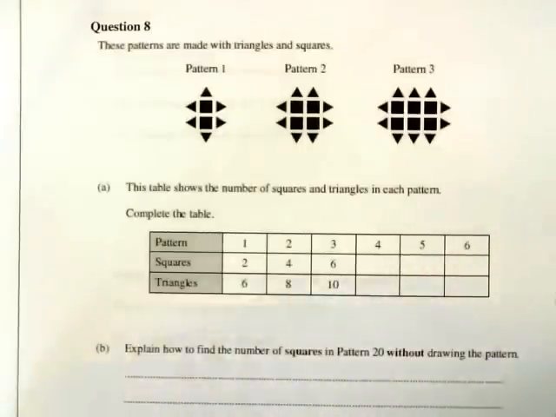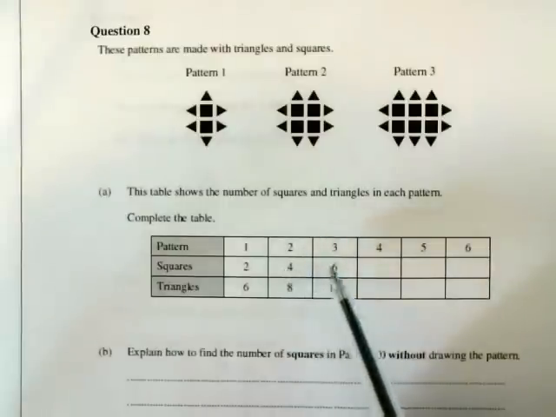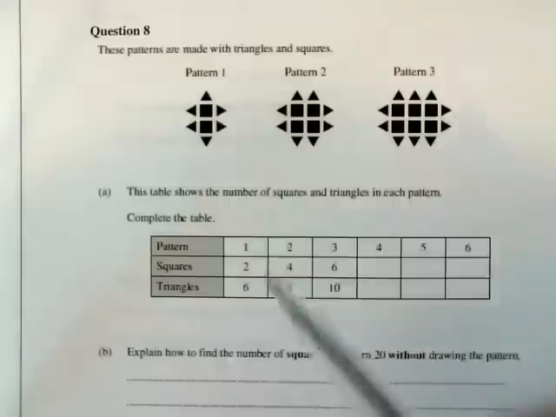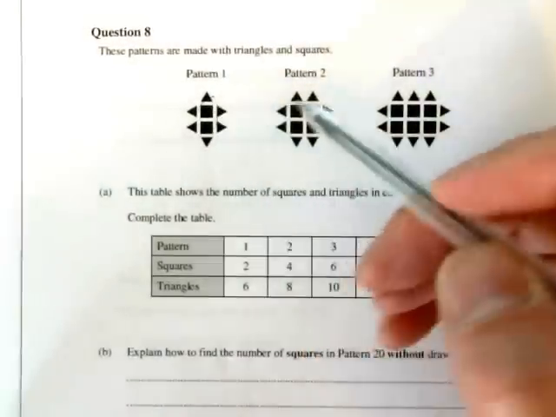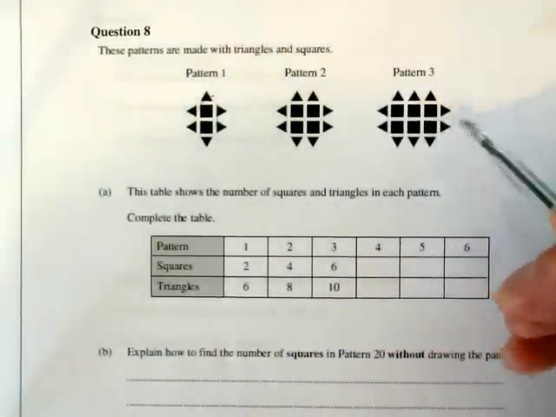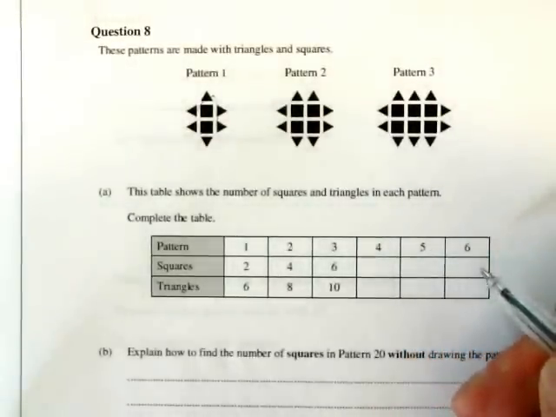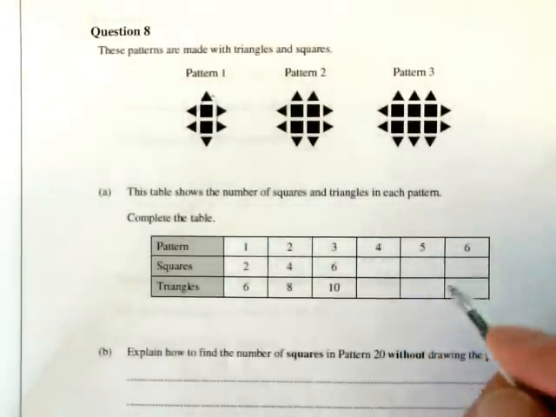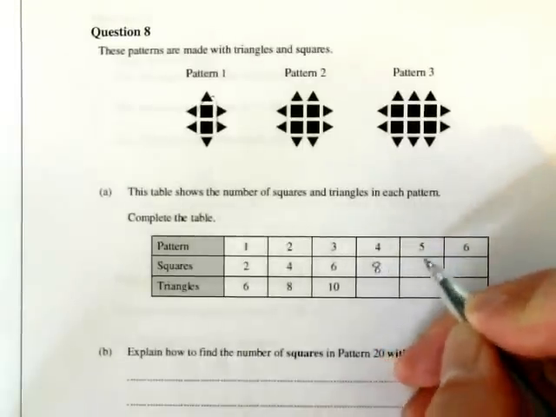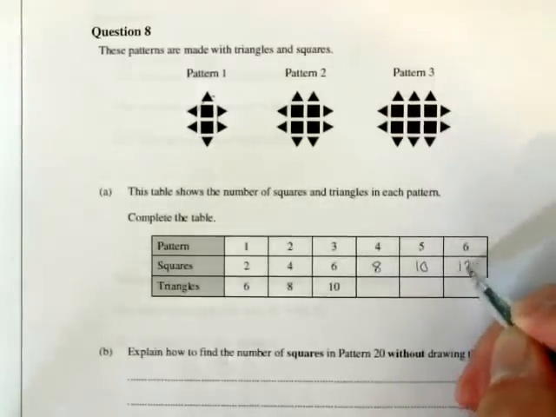So we look into the table to see if there's an obvious pattern, and we can see that the squares are going up in 2s. So we had a column of 2, 2 columns of 2, 3 columns of 2. So it's quite reasonable to assume that there'll be 4 columns of 2, 5 columns of 2, and 6 columns of 2 as we increase our patterns. So 4 2s are 8, 5 2s are 10, and 6 2s are 12.